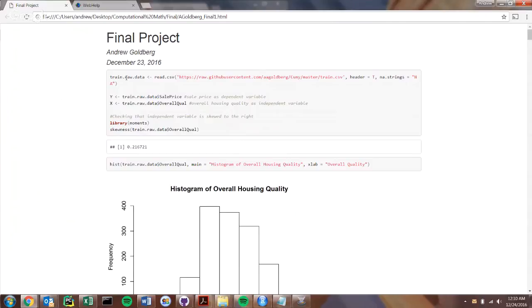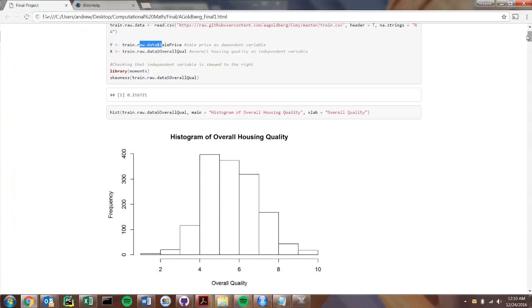It begins with importing the data. Then we assign the Y variable to sale price, which is the dependent variable. I assign X to overall quality, which is an independent variable. Then we check out the skewness of overall quality, and as we can see both in a skewness test and the histogram, it's right skewed.